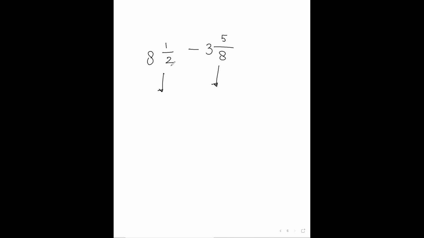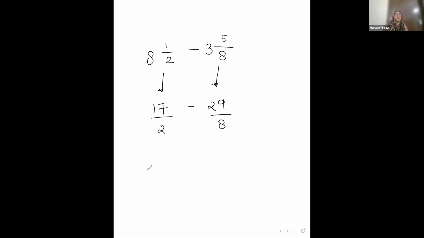Okay. So it will be 2 8s are 16 plus 1, 17 by 2, minus 21. So 7 by 2... No. 29 by 8. Okay. So how do we subtract them? LCM. What's the LCM of 2 and 8?